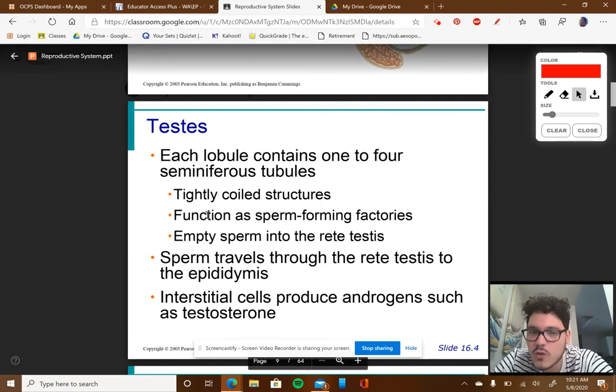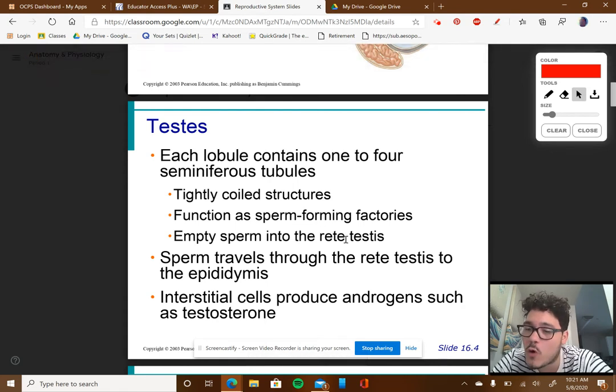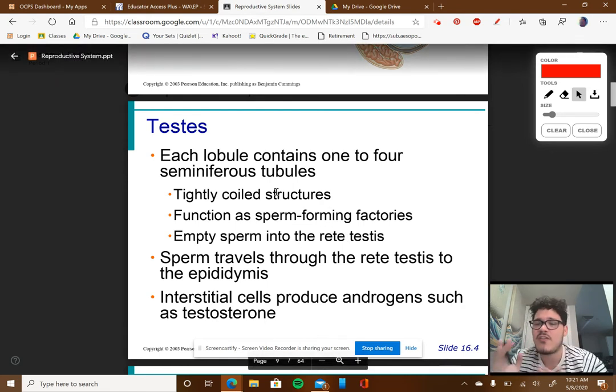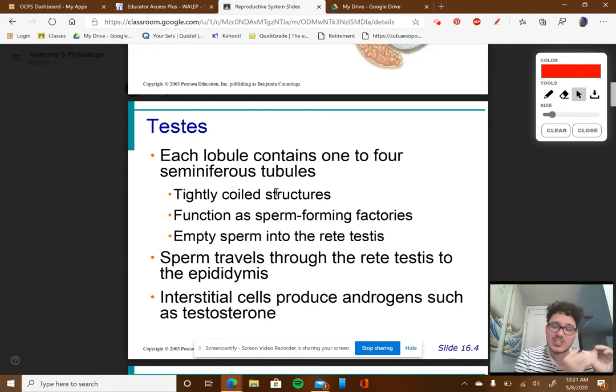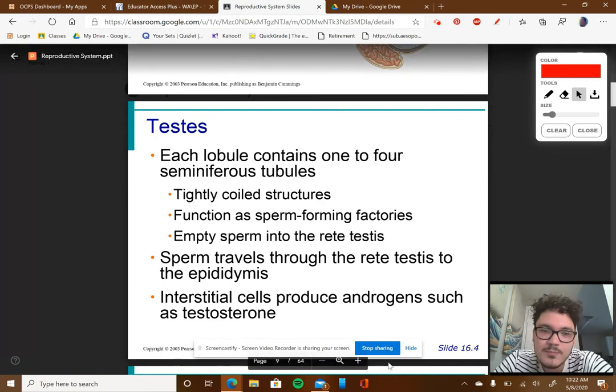These tightly coiled structures, they function as sperm-forming factories. So if on the test I were to ask you where specifically are the sperm made, that is going to be the seminiferous tubules. It is too vague to just say testicles, or the gonads for that matter. It is specifically the seminiferous tubules.